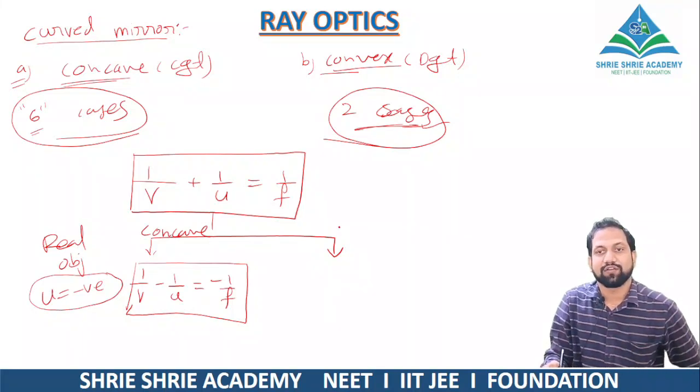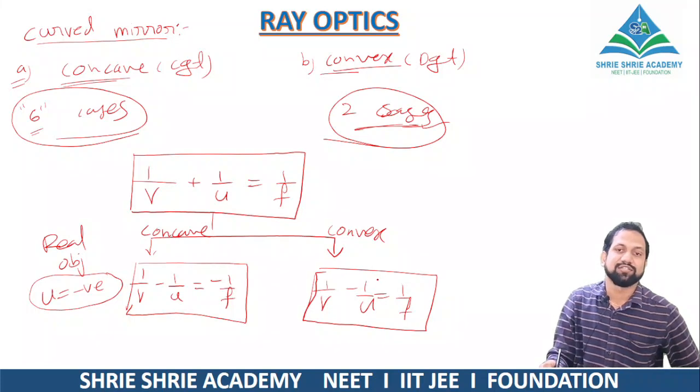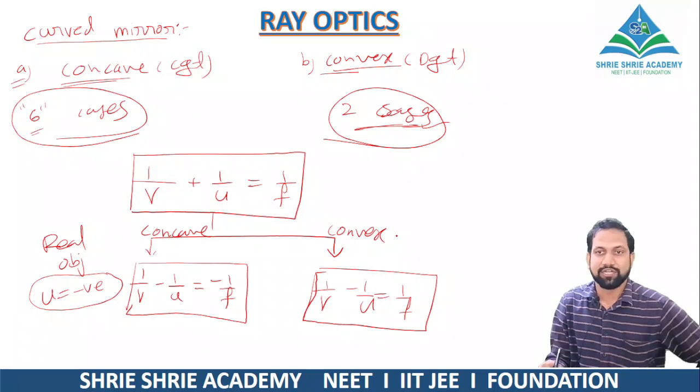And for a convex mirror, you can guess, the focal length is positive, plus 1/f. Whether it is plus 1/f or minus 1/f matters on whether the mirror is convex or concave. If you are dealing with a concave mirror, you have to take minus 1/f. Dealing with a convex mirror, you have to take plus 1/f.